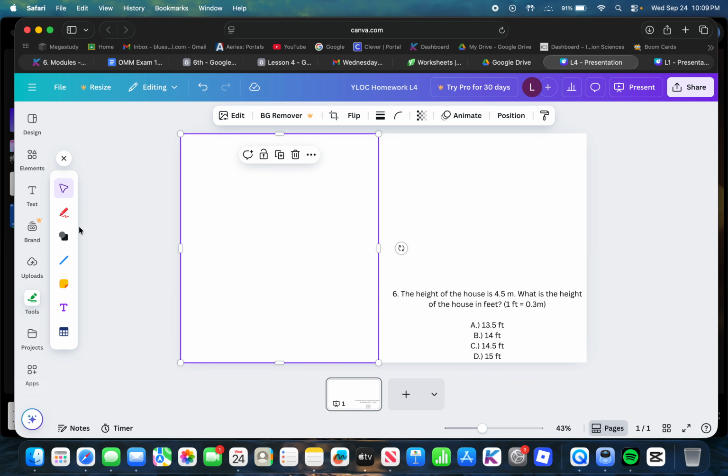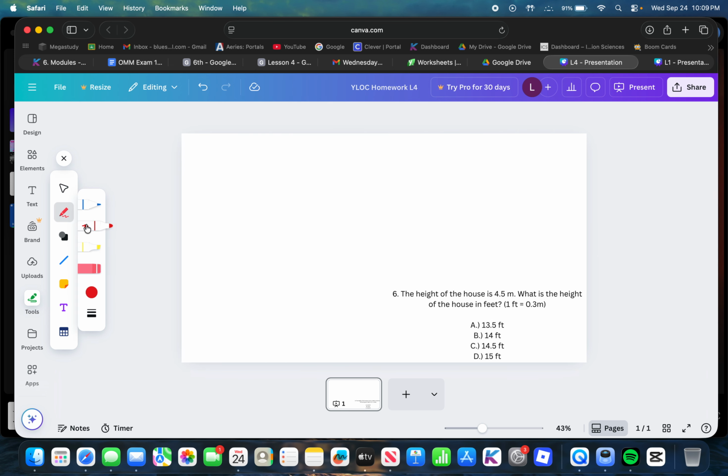Alright, number 6. The height of the house is 4.5 meters. What is the height of the house in feet? They gave us proportions. Once again, 1 foot is 0.3 meters. Then how many feet is 4.5 meters? You know 1 foot is 0.3 meters. 4.5 meters is x how many feet? It's a proportion. 0.3x equals 4.5.